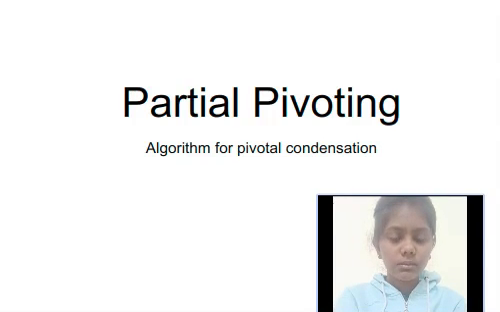Today we are going to discuss partial pivoting and the condensation algorithm. Partial pivoting is a technique used in numerical methods, particularly in solving systems of linear equations. It involves swapping rows in a matrix to ensure that the element with the largest absolute value in the pivot column is used as the pivot element. This helps to reduce numerical errors and improves the stability and accuracy of the solution.